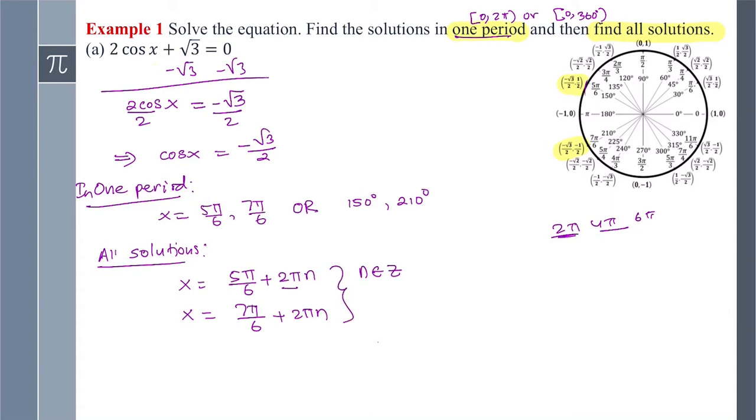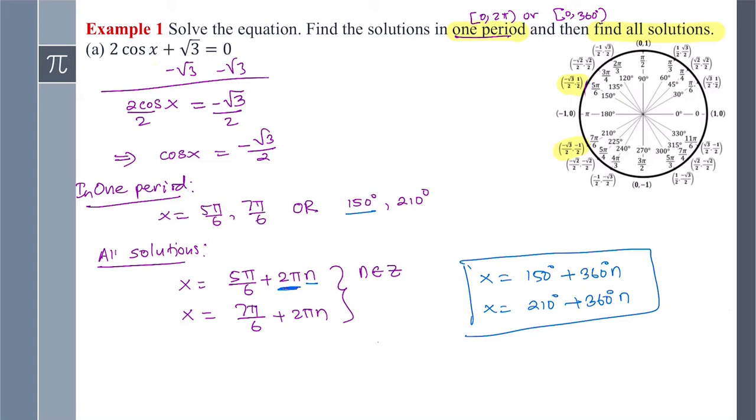Now, we can also write our solution in degrees. So x equals 150 degrees plus 360 degrees times n, which is the same thing as writing 2 pi times n in terms of degrees. Or the second one is 210 degrees plus 360 times n. So that's how we write all solutions in degrees and all solutions in radians. And this is the solution in the interval 0 to 2 pi or 0 to 360 degrees.